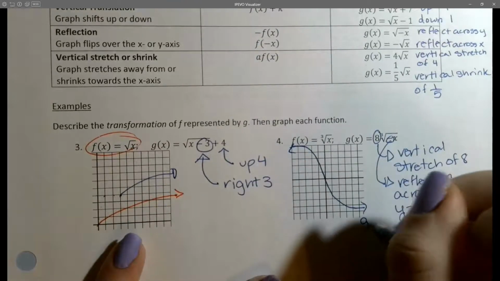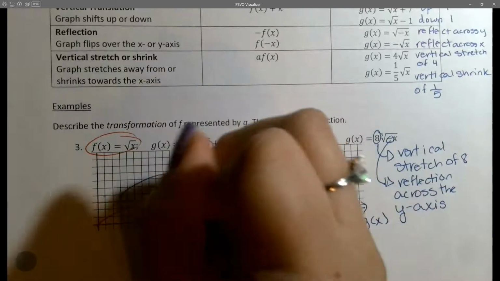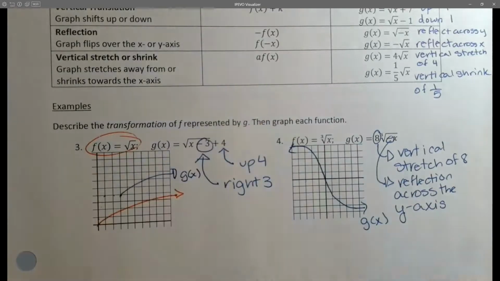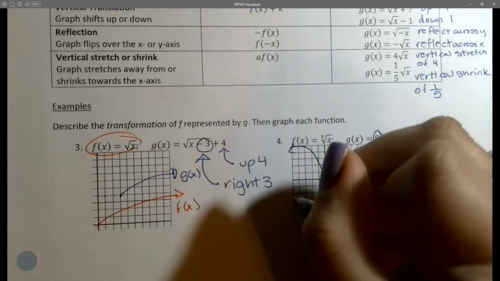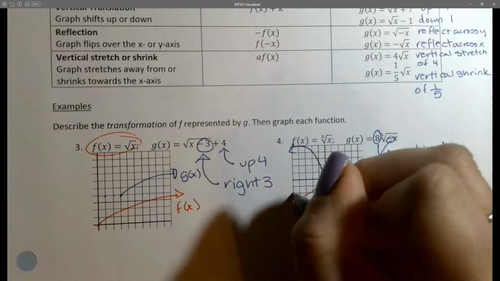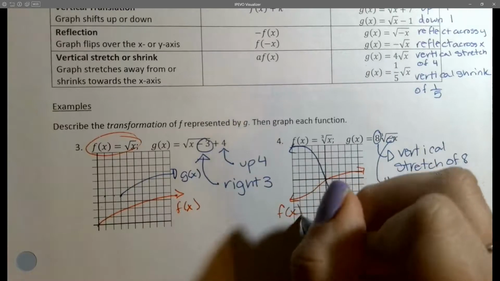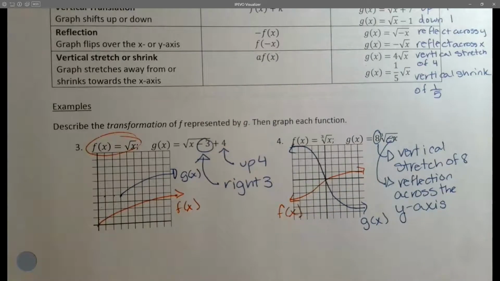So this one is my g of x. I will go ahead and label this one too. And the red one was f of x. Okay. So the words I wrote are my descriptions of the transformations here.